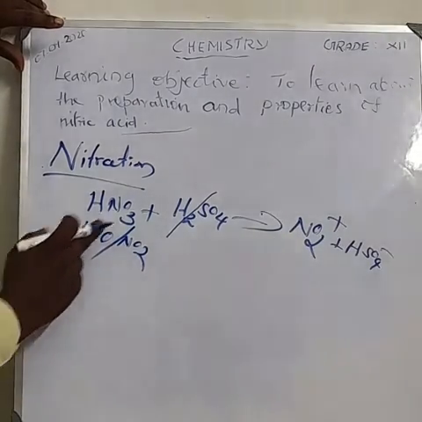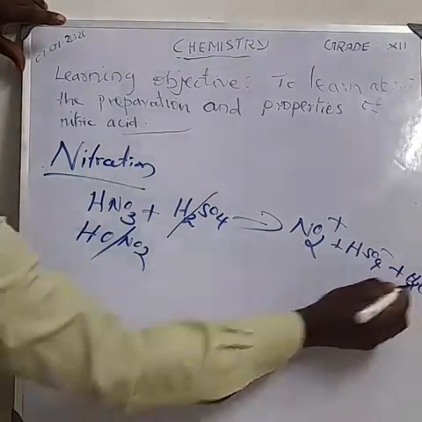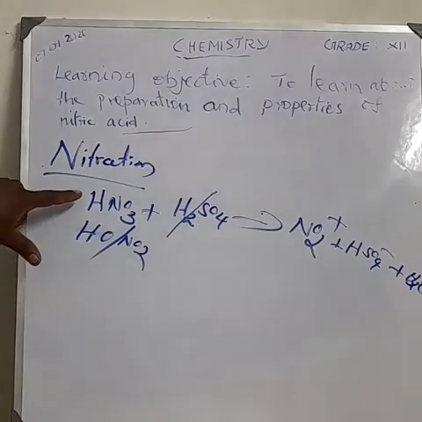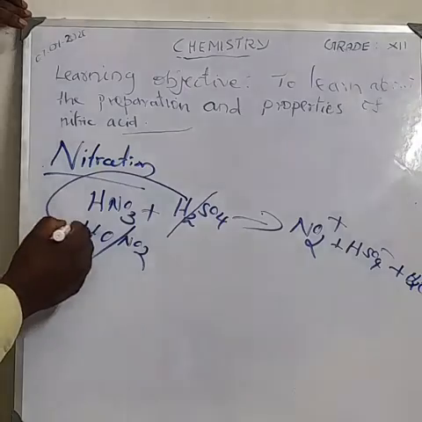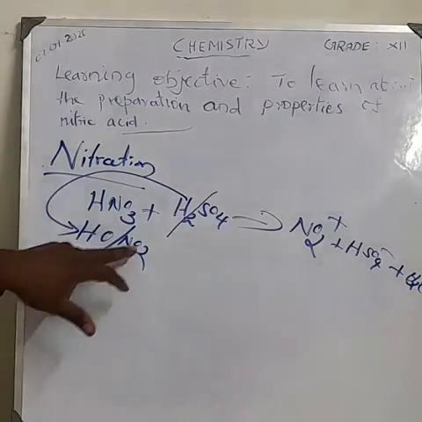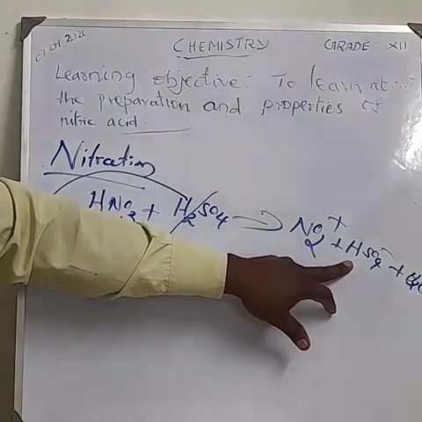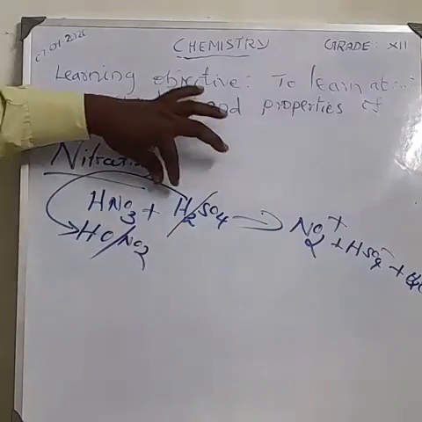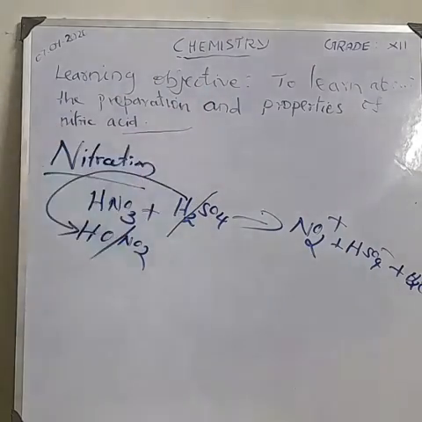This OH combines with this hydrogen to form what? Water. One of the hydrogens combines with OH to form water. So nitric acid is first converted to NO2, sulfuric acid is converted to HSO4 minus, the bisulfate ion, and also here one hydrogen combines with OH to form water. This is how the nitration reaction takes place.